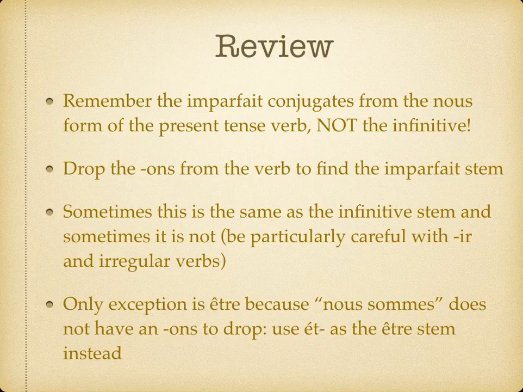Quick review. Conjugate from the nous form of the present tense verb, not the infinitive. Drop the ONS to find your imparfait stem, which may or may not be the same as the regular stem. You have to be particularly careful with IR and irregular verbs. And the only one we have to remember is that être becomes ét.